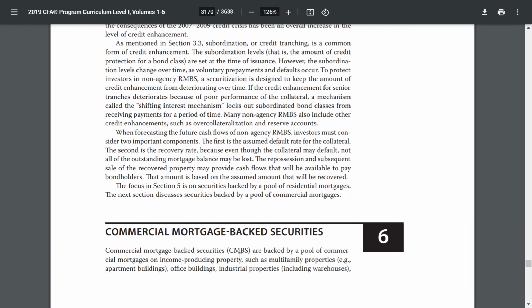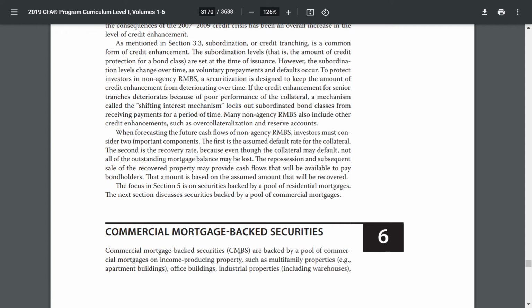The subordination levels are set at the time of issuance. However, the subordination levels change over time as voluntary repayments and defaults occur. To protect investors in non-agency RMBS, a securitization is designed to keep the amount of credit enhancement from deteriorating over time. If the credit enhancement for senior tranches deteriorates because of poor performance of the collateral, a mechanism called the shifting interest mechanism locks out subordinated bond classes from receiving payments for a period of time.